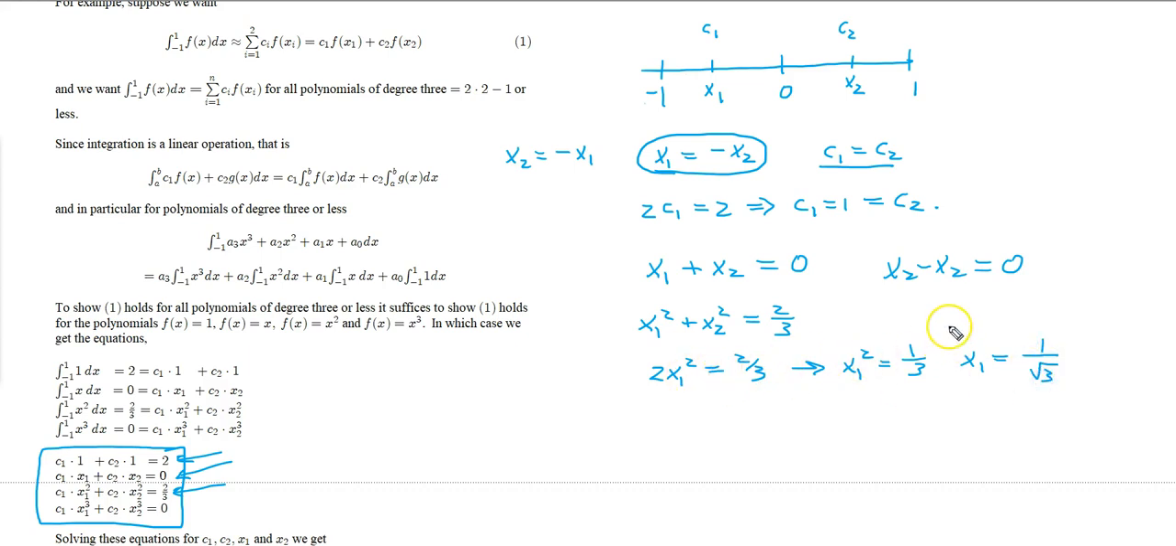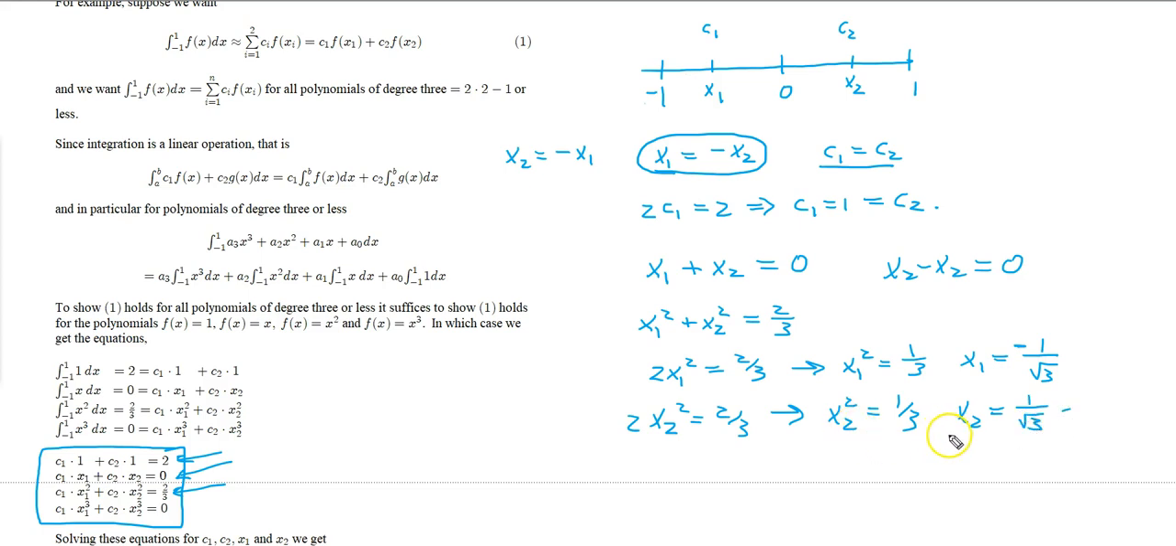Now x1 is actually either plus or minus 1 over root 3, so it's actually going to be negative, because I'm assuming x1 is less than 0 in this picture up here. So x1 is going to be negative 1 over root 3, in which case x2, from the same equation right here, we would also get 2x2 squared equals 2/3, which would imply that x2 squared equals 1/3, which implies that x2 is positive 1 over root 3.